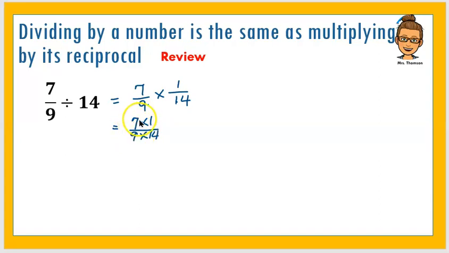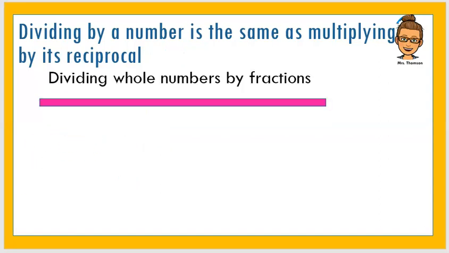Now, when we look, we realize that we can reduce: 7 into 7 goes 1, 7 into 14 goes 2, and that would leave 1 times 1 is 1, and 9 times 2 is 18. So therefore, 7/9 divided by 14, the answer is 1/18. All right, so let us look at another dividing problem with fractions. This time, we're going to be looking at dividing whole numbers by fractions.